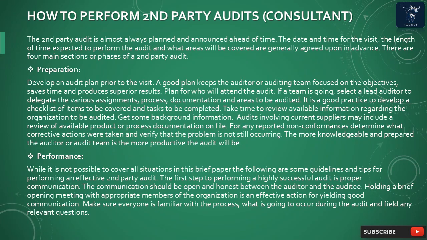Performance. While it is not possible to cover all situations in this brief paper, the following are some guidelines and tips for performing an effective second-party audit. The first step to performing a highly successful audit is proper communication. The communication should be open and honest between the auditor and the auditee. Holding a brief opening meeting with appropriate members of the organization is an effective action for yielding good communication.